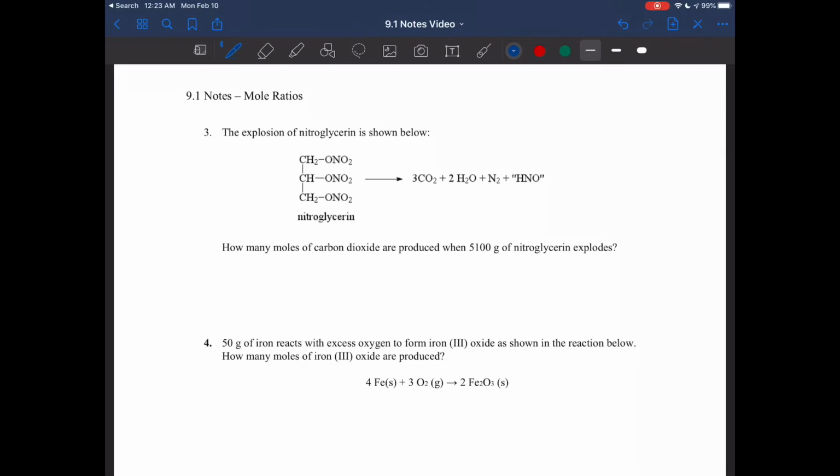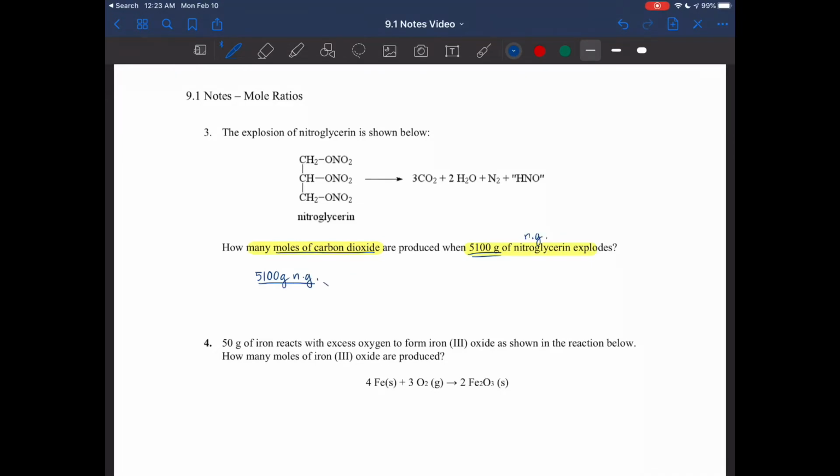Next question. The explosion of nitroglycerin is shown below. How many moles of carbon dioxide are produced when 5,100 grams of nitroglycerin explodes? So nitroglycerin is this giant complex molecule on the left there. We're starting with 5,100 grams, and we got to figure out how to get to moles of carbon dioxide.